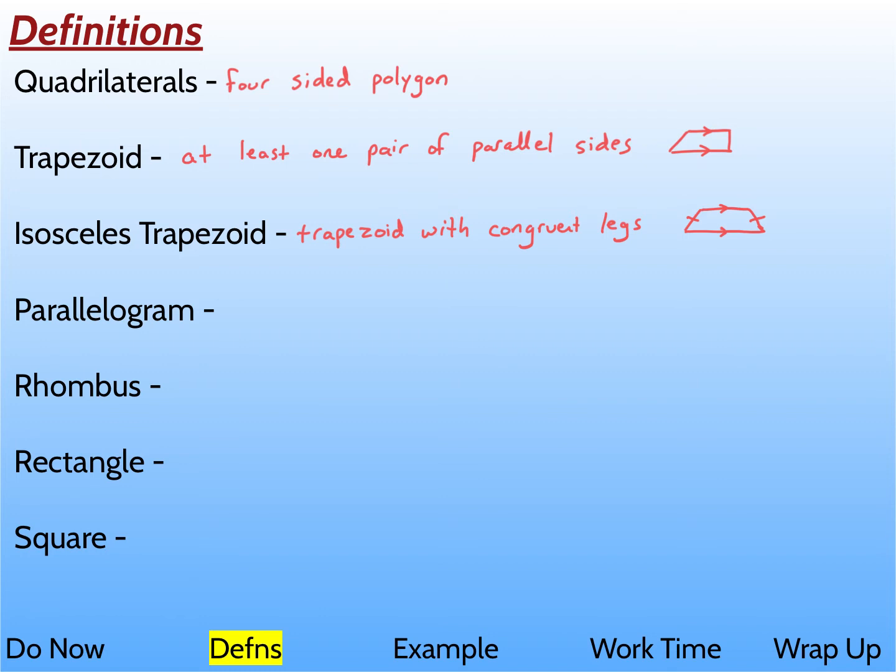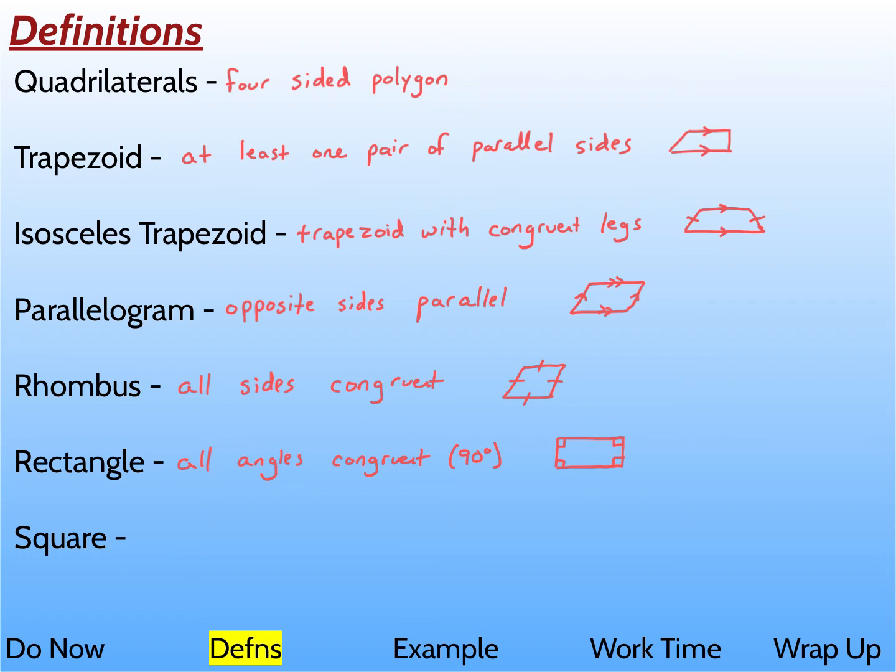Now, a parallelogram. That has the opposite sides parallel. So we have this set and this set, both parallel to each other. Now for a rhombus, we have all sides congruent, so all four sides are the same exact length. And a rectangle. All the angles are congruent. All the angles are 90 degrees, so all four of them, 90 degrees. And finally, if you put together a rhombus and a rectangle, then you get a square. So we have all four angles and all four sides congruent to each other.